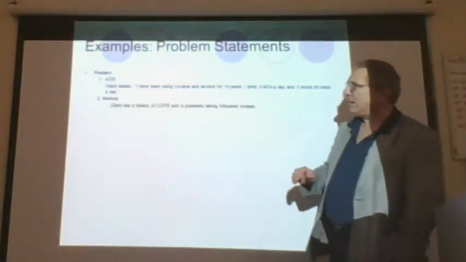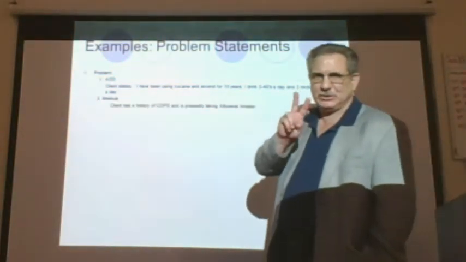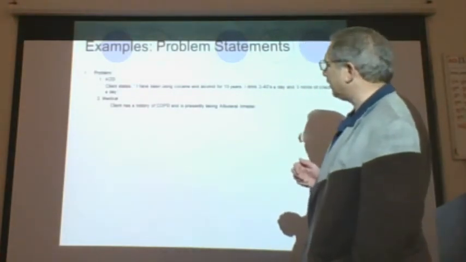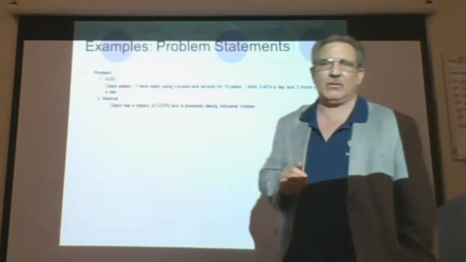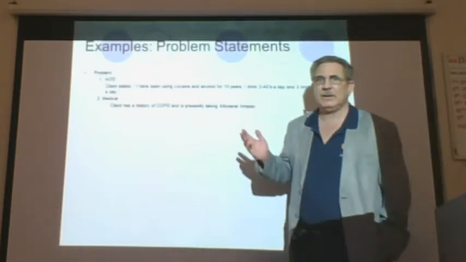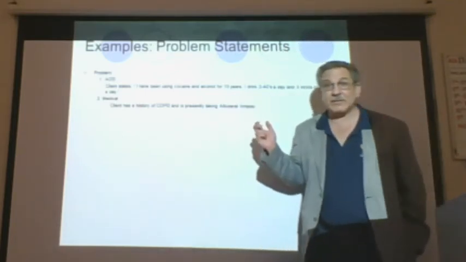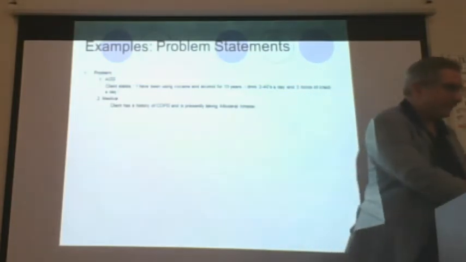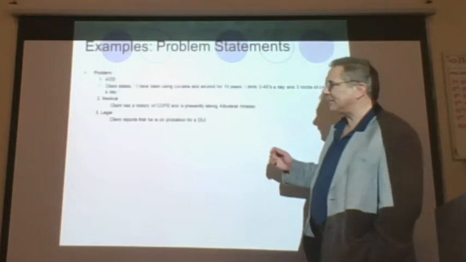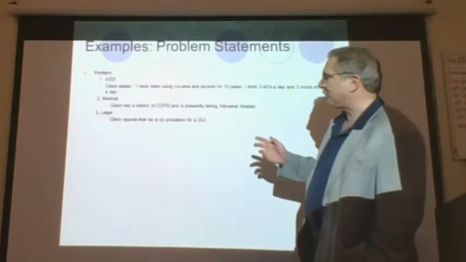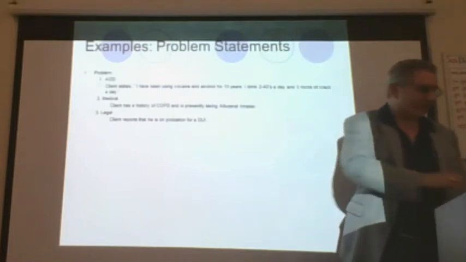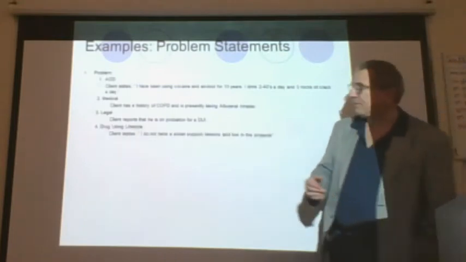Okay? Medical. Medical is number 2. Here's an example. Client has a history of COPD and is presently taking albuterol inhaler. All right? Sounds like a progress note, but it's not. That's the problem under medical. Your next one is legal. Client reports that he is on probation for a DUI. Notice what I'm doing here. I'm quoting the client.